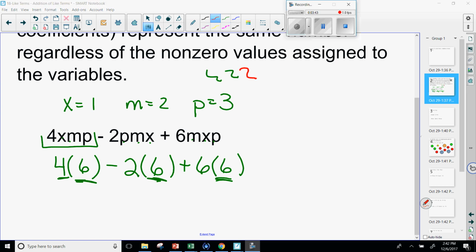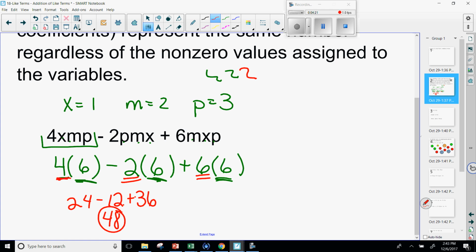So the only difference is that the numerical coefficient of the first term is 4. The numerical coefficient of the second term is 2. And the numerical coefficient of the third term is 6. Now, if I were to calculate this, what is 6 times 4? 24. 2 times 6? 12. And 6 times 6 is 36. So if I calculate this, what do you get for an answer? You're going to get 48. Very good.